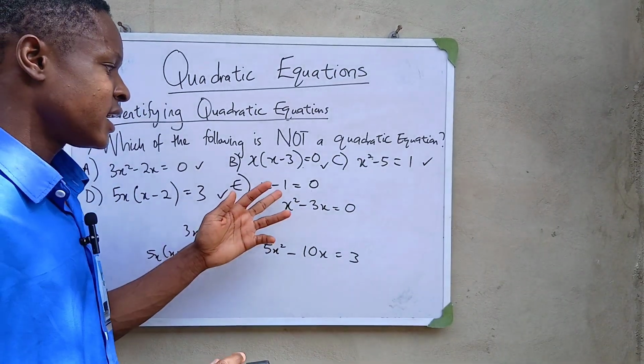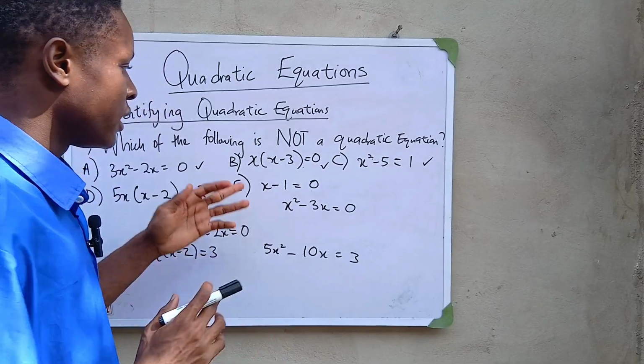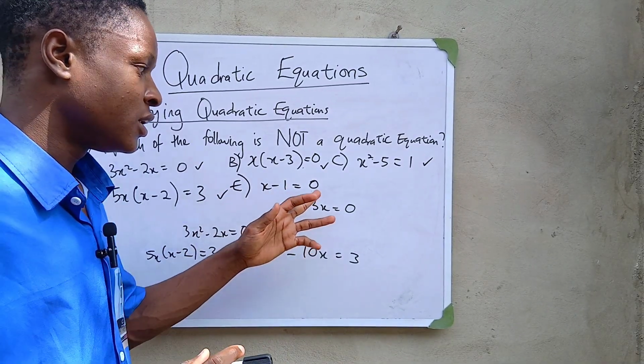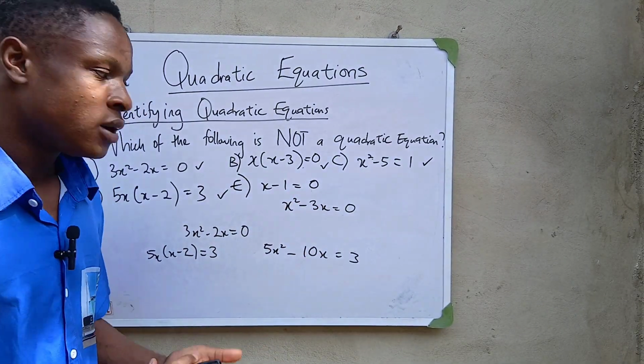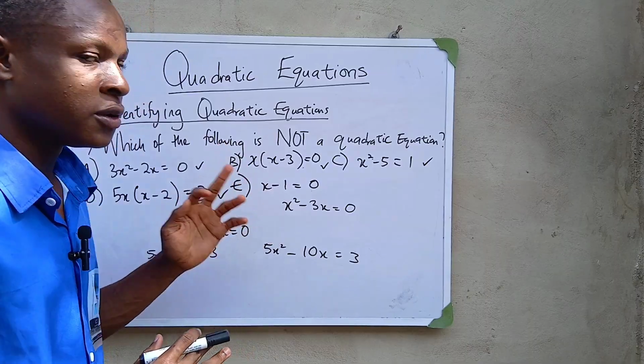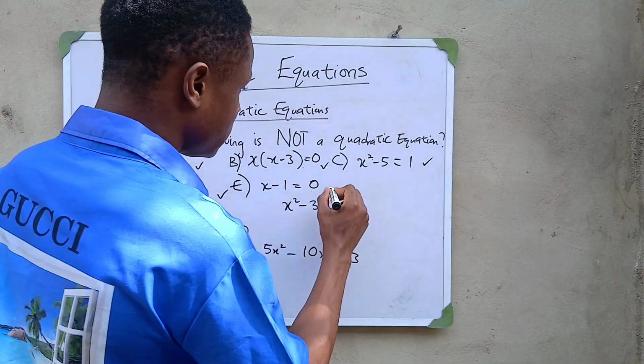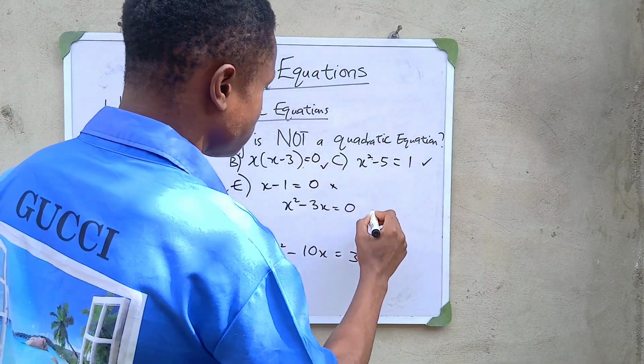Last one is x minus 1 is equal to 0. x minus 1 is equal to 0 is not a quadratic equation because the highest power of the unknown is 1. So this is the answer. So the answer is E.